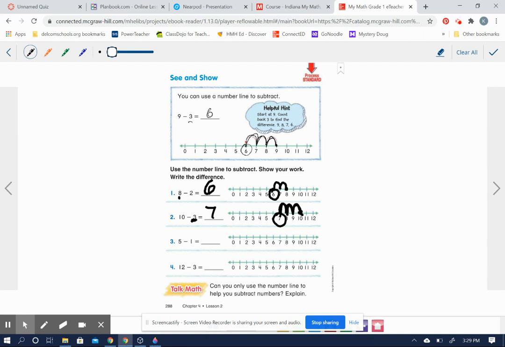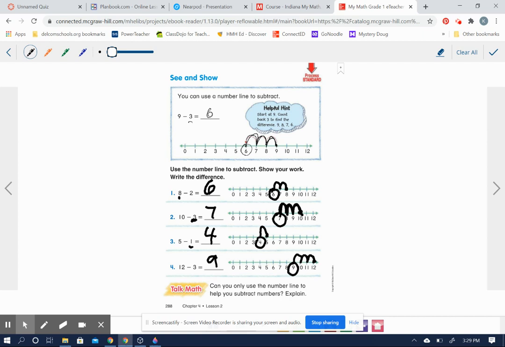5 minus 1, where are we going to start? On the 5. How many hops? 1. Counting backwards, 5, 4. The difference is 4. 5 minus 1 equals 4. And number 4, 12 minus 3. We're starting at the 12. And how many hops backwards? 3 hops. And we land on 9. 12 minus 3 equals 9.